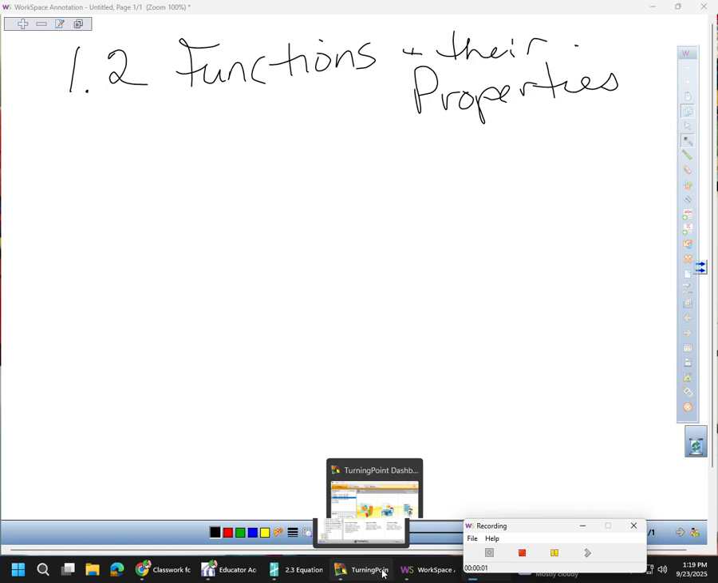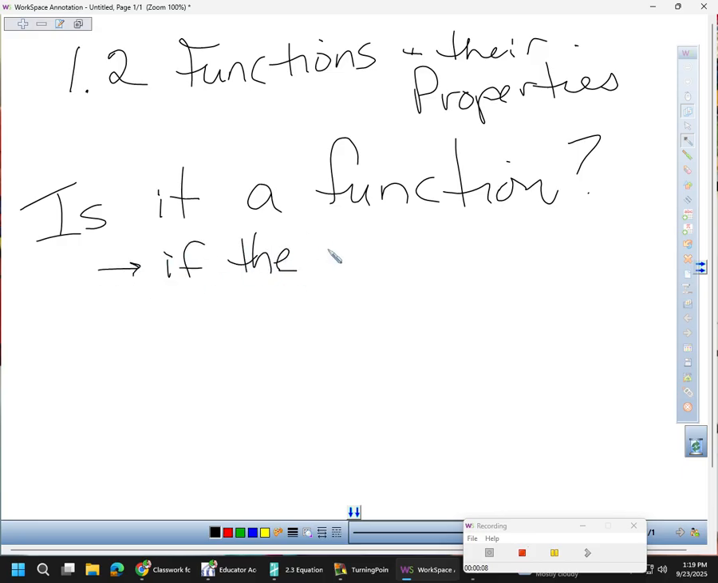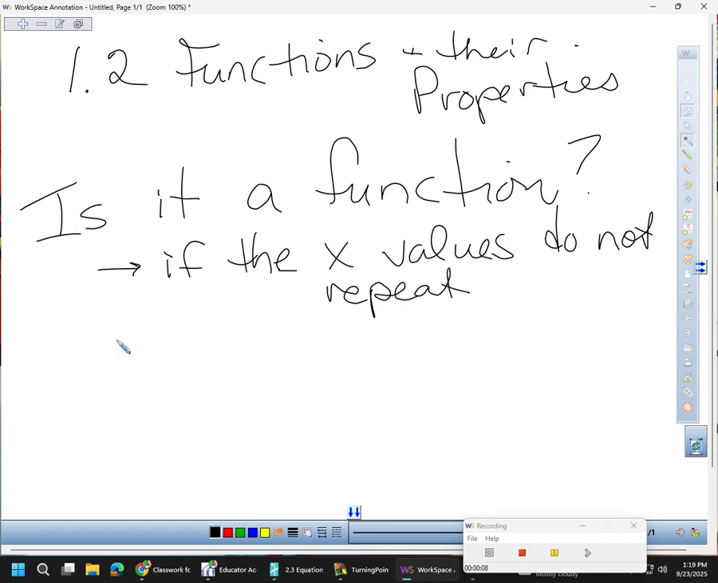All right, so here we go. First of all, how do we know something is a function? You just know, huh? Okay, first of all, we know it is a function if the x values do not repeat. We know it is a function if it passes the vertical line test.